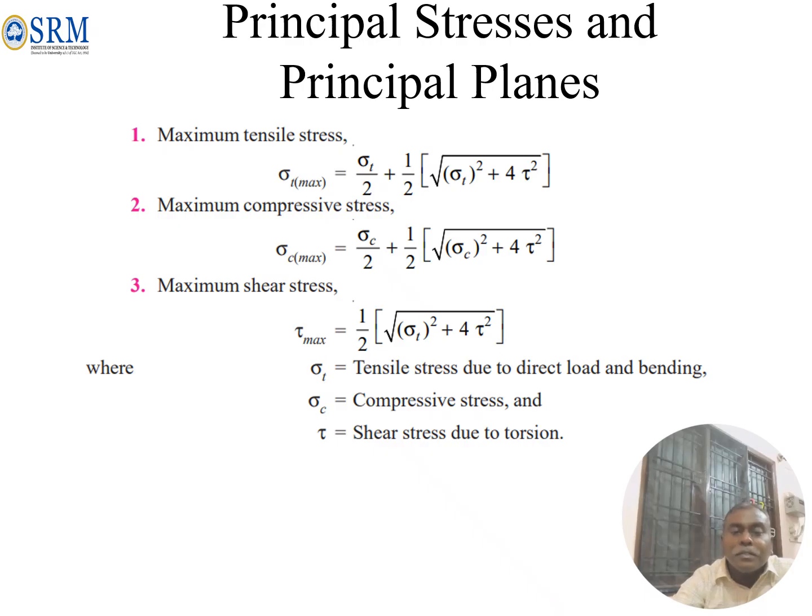Then the maximum compressive stress, sigma C max, equals sigma C by 2 plus half of the square root of sigma C square plus 4 tau square. Then the maximum shear stress, tau max, equals half of the square root of sigma T square plus 4 tau square. Here sigma T is the tensile stress due to direct load and bending. Sigma C is the compressive stress and tau is the shear stress due to the torsion.